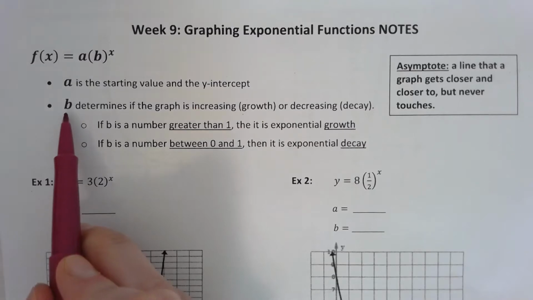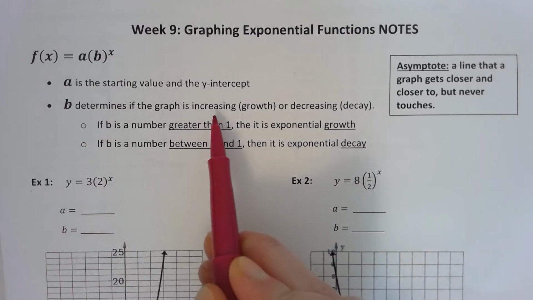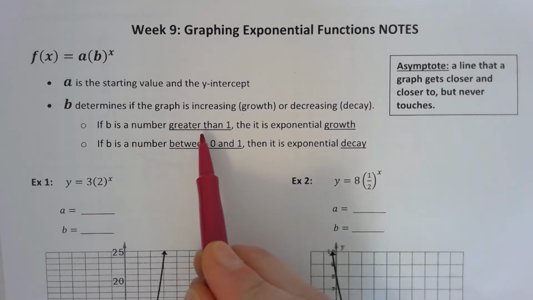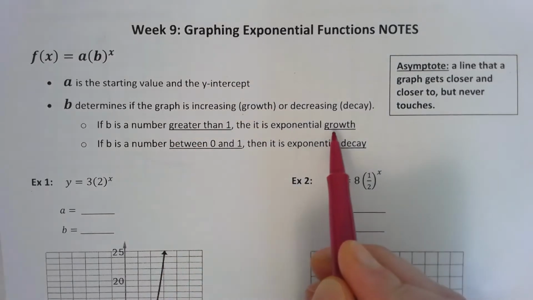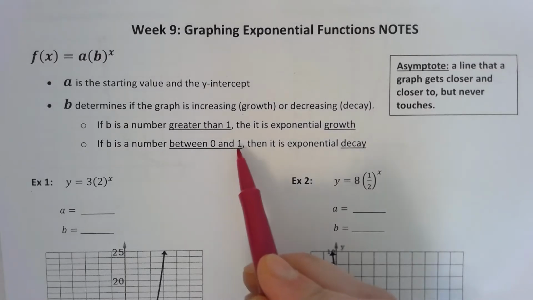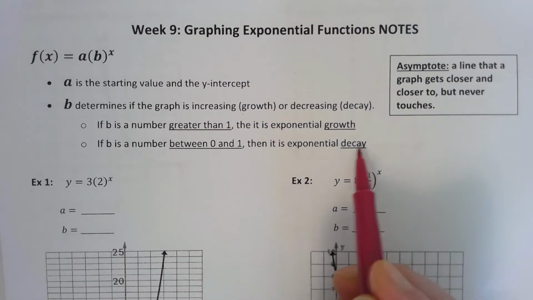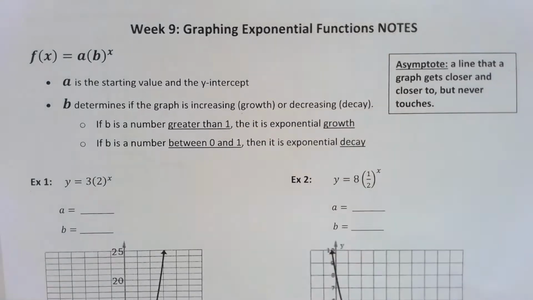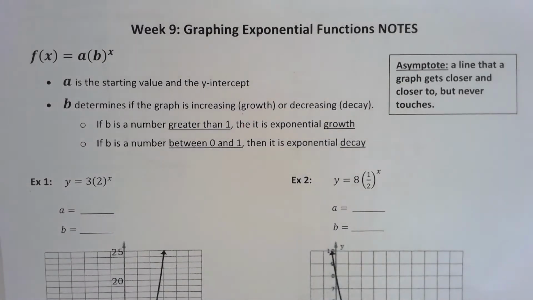Now that b value is going to determine if your graph is increasing or decreasing. The way that you know is if that b value is a number that's greater than 1, that's increasing, so that's growth. If the b value is between 0 and 1, then it's going to be exponential decay. Now that means things like fractions and decimals. We are not ever going to have a negative b value on this. So let's take a look at example 1.